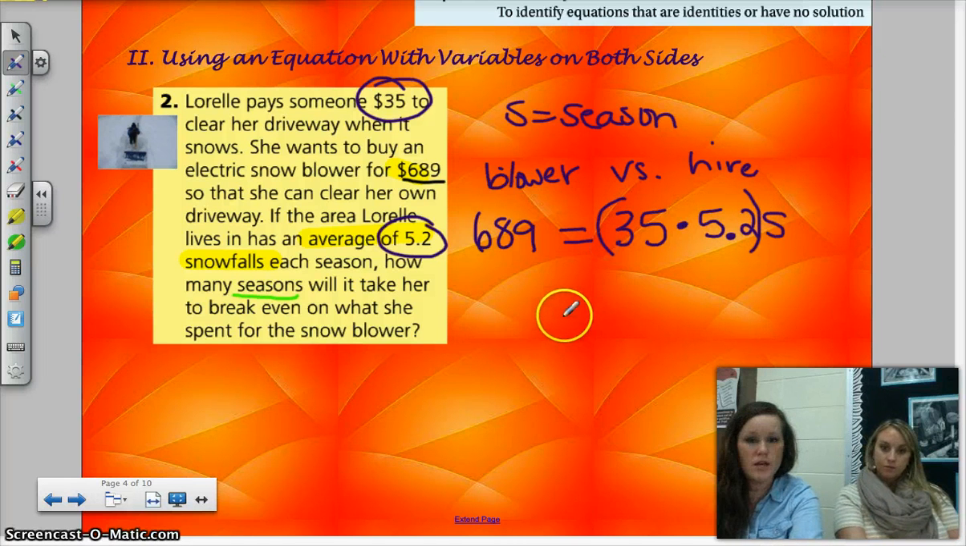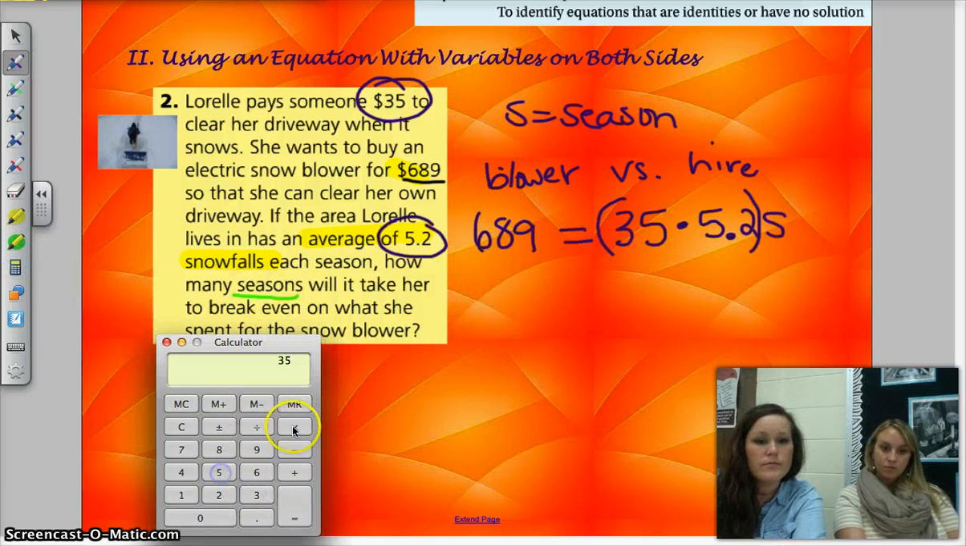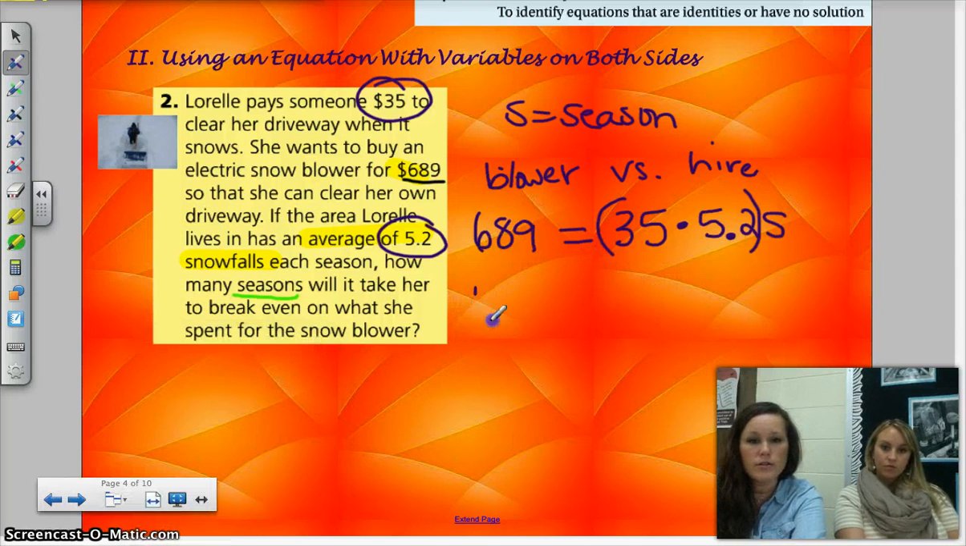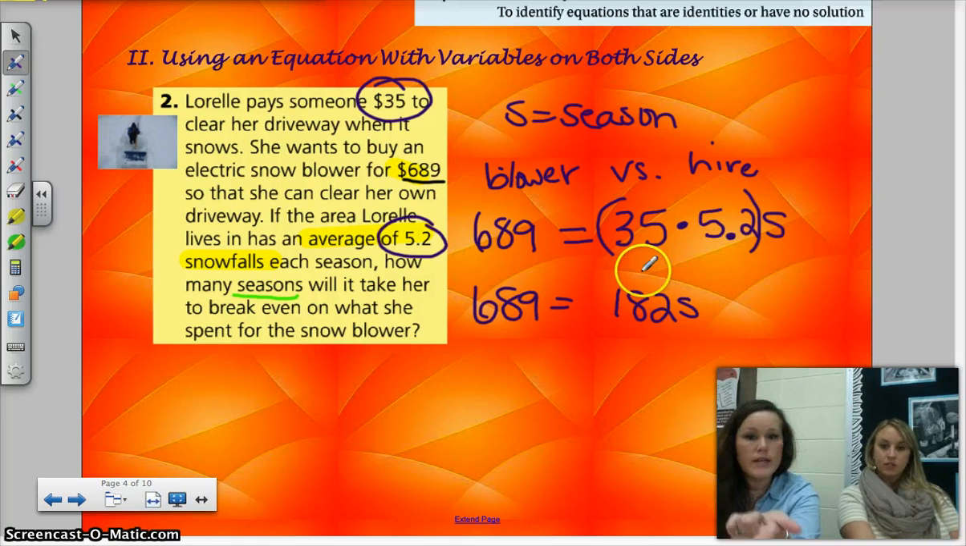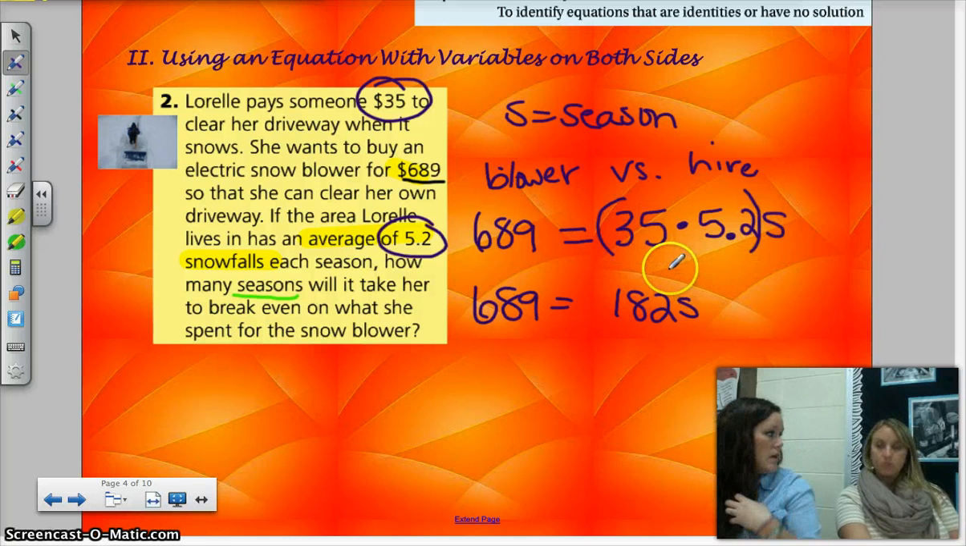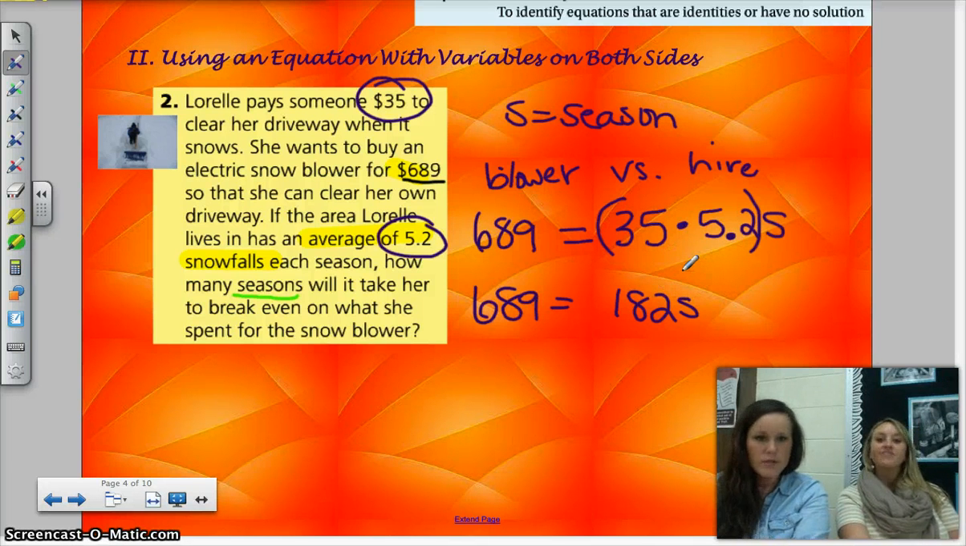Okay. Then we multiply this out. So 35 times 5.2 is $182. So 689 equals $182 per season. So bring down that s. So what that means is every season it costs her $182 to pay someone to do her driveway, right?